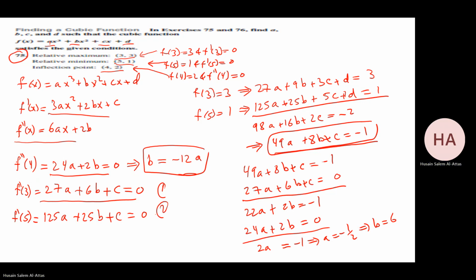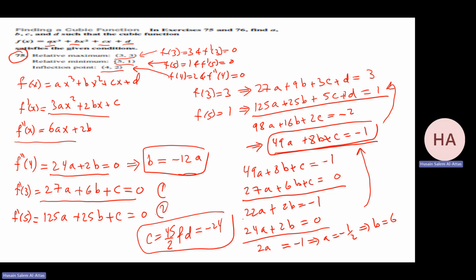Okay. I plug it here, you get c. You plug it here, you get d. If you do that, you get c equal 45 over 2, and you get d equals, how will I do the calculation? Minus 24. So you have all of these things. So you can write the function now.